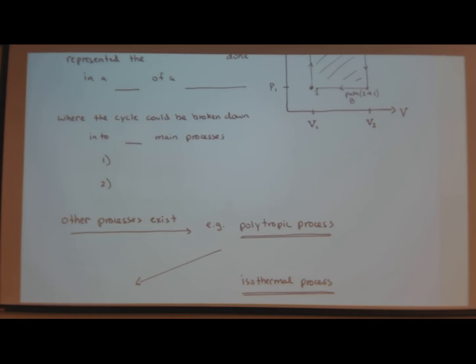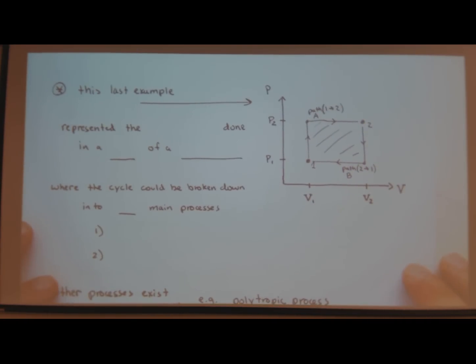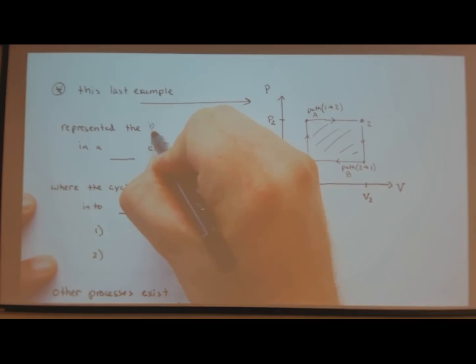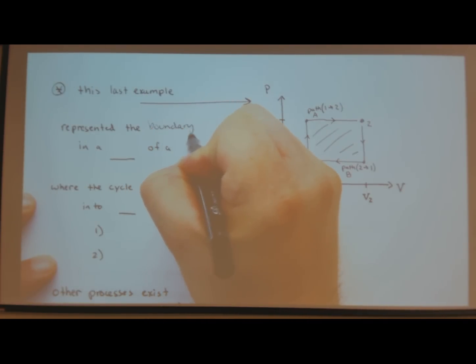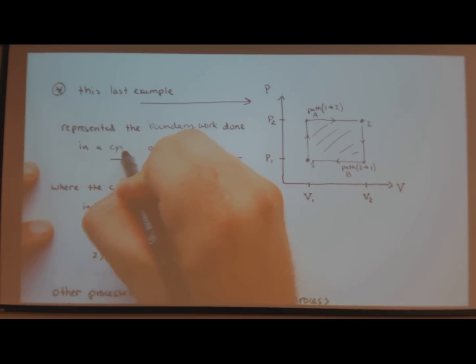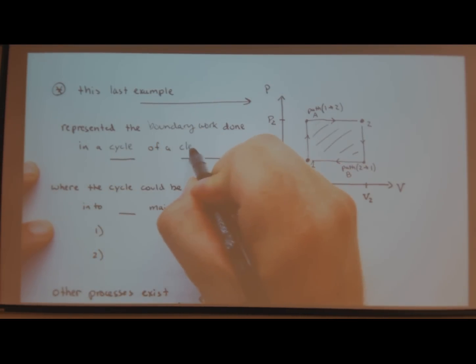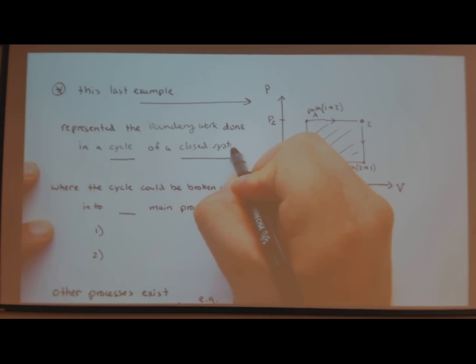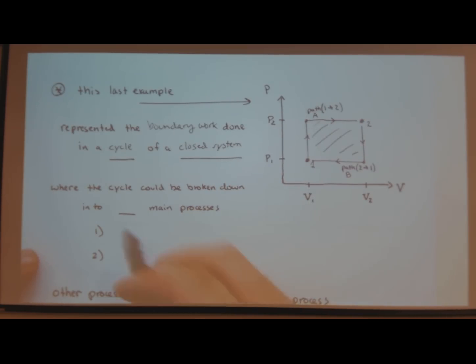So let's just talk a little bit more about this. So I guess I already said it in words. This last example, right, represents the boundary work done in a cycle of a closed system, where the cycle could be broken down into two main processes. One process of constant pressure and another one of constant volume.